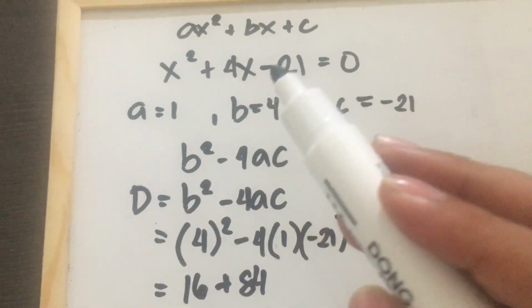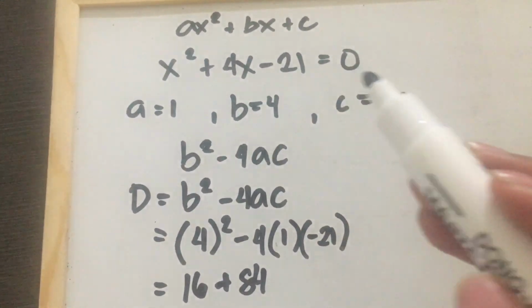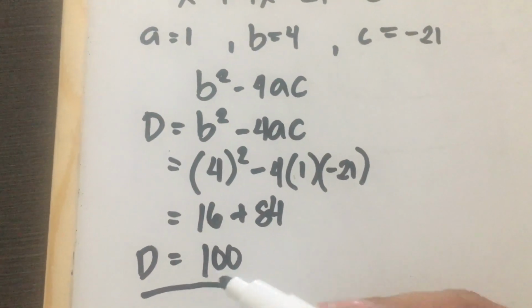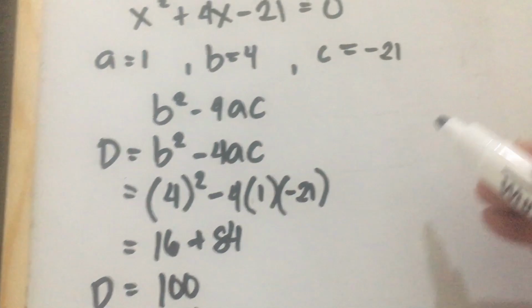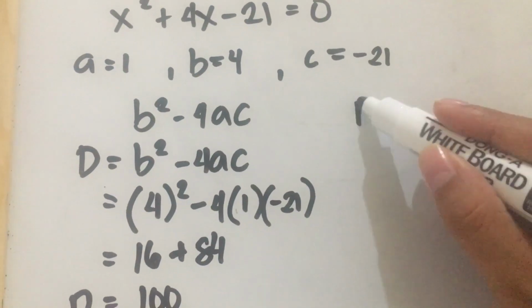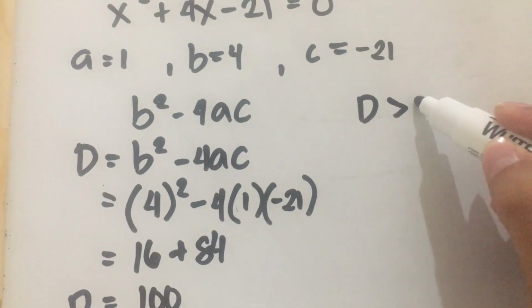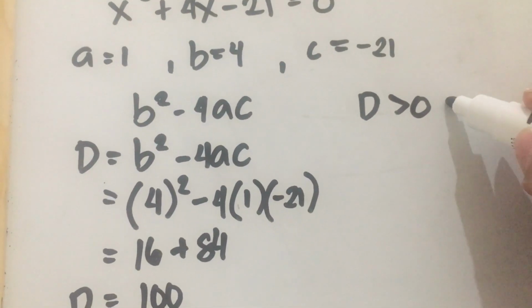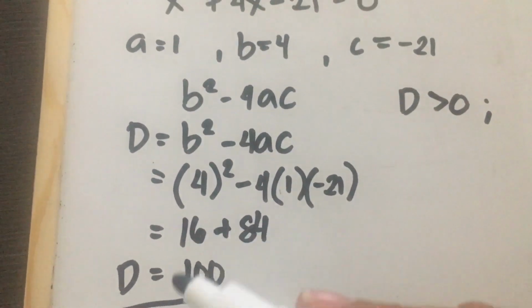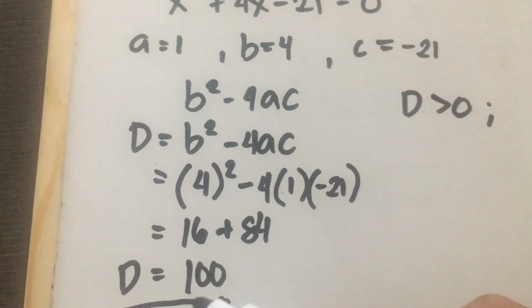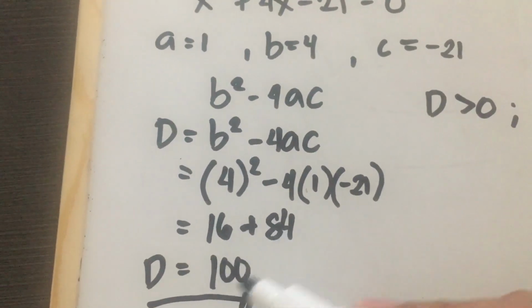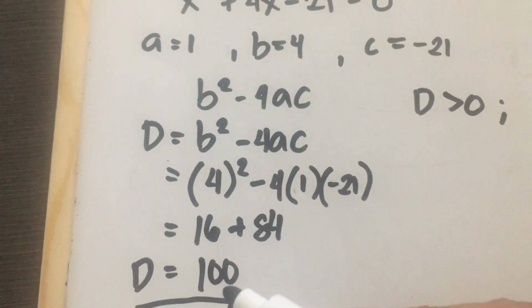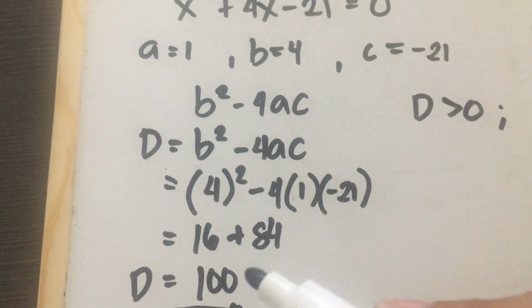In our quadratic equation x squared plus 4x minus 21 is equal to 0. Now, what is the importance of this discriminant? If your discriminant is greater than 0 and the answer is a perfect square, which means if you take the square root of a specific number and the answer is a whole number itself, like for example 100, the square root of 100 is 10.